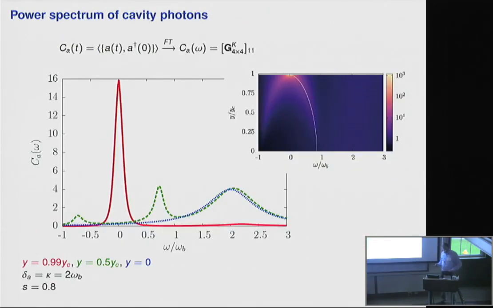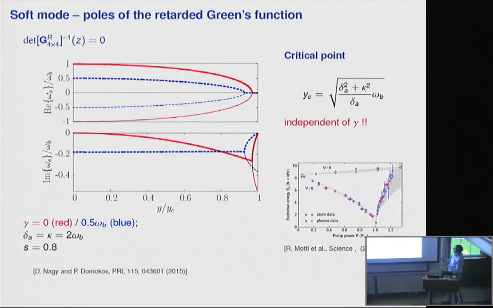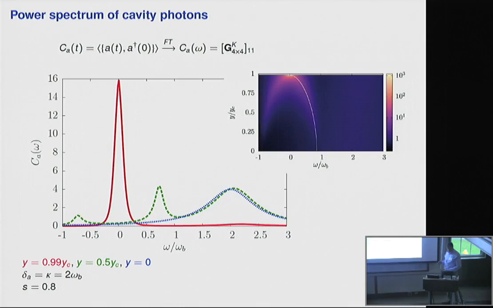The next important quantity is this, which is not a measurable quantity. So I call it soft mode, but later I will argue that this does not describe the dynamics. It becomes a nonlinear system, and therefore these resonances do not describe the effect of criticality. So what is really an important and measurable quantity is the power spectrum of cavity photons that I show here.